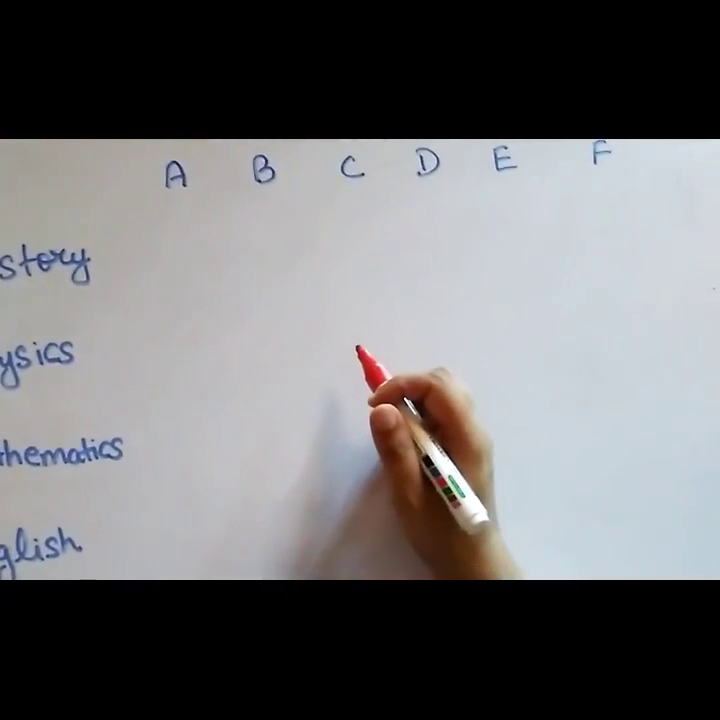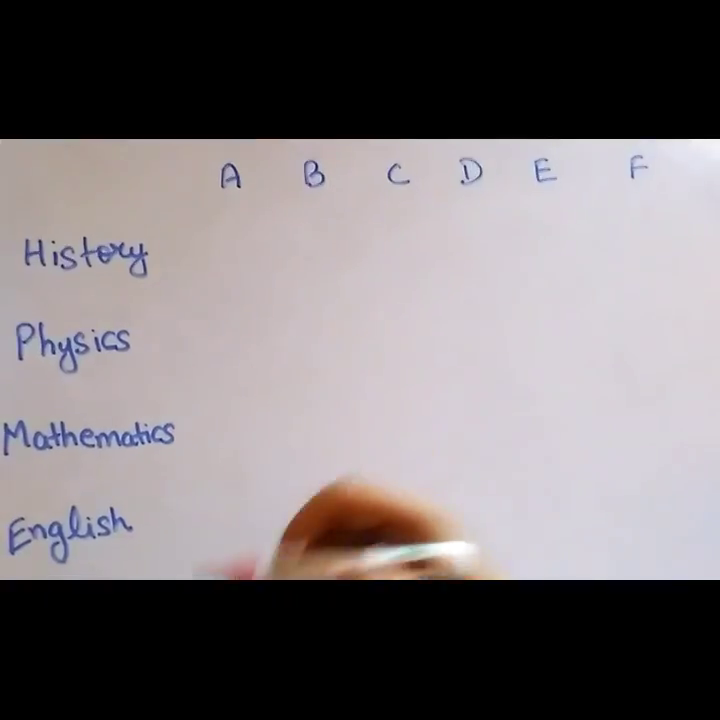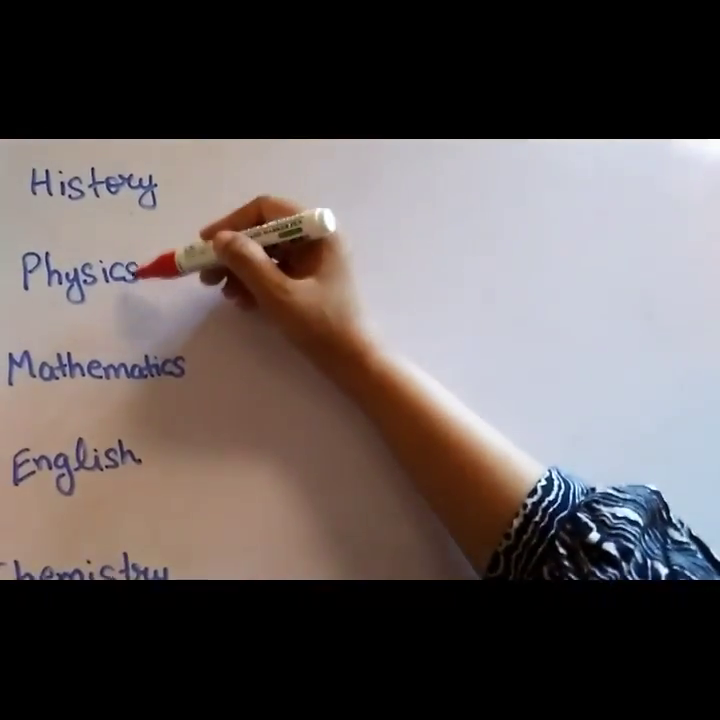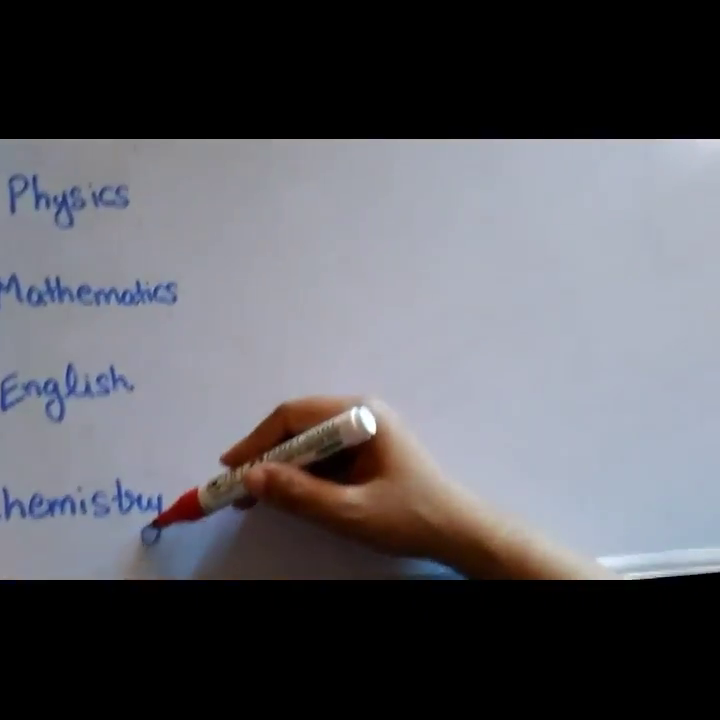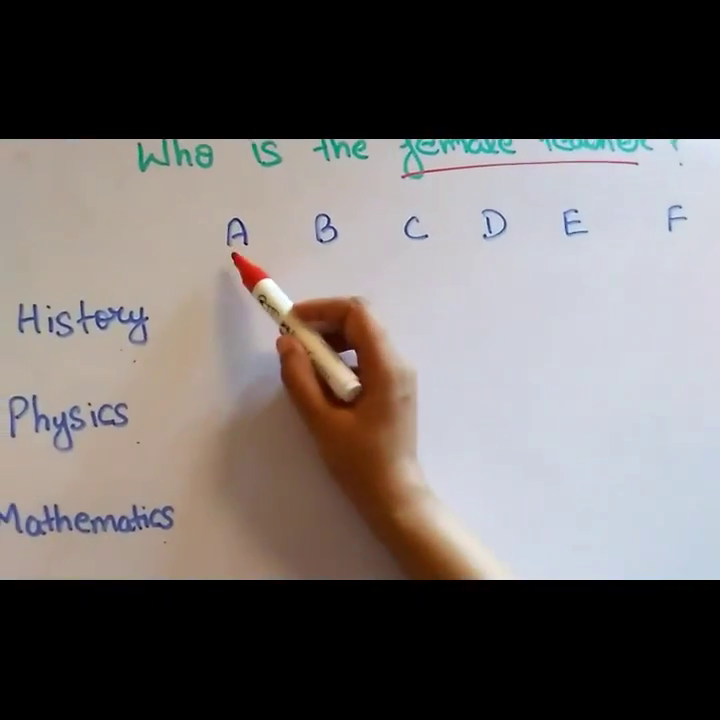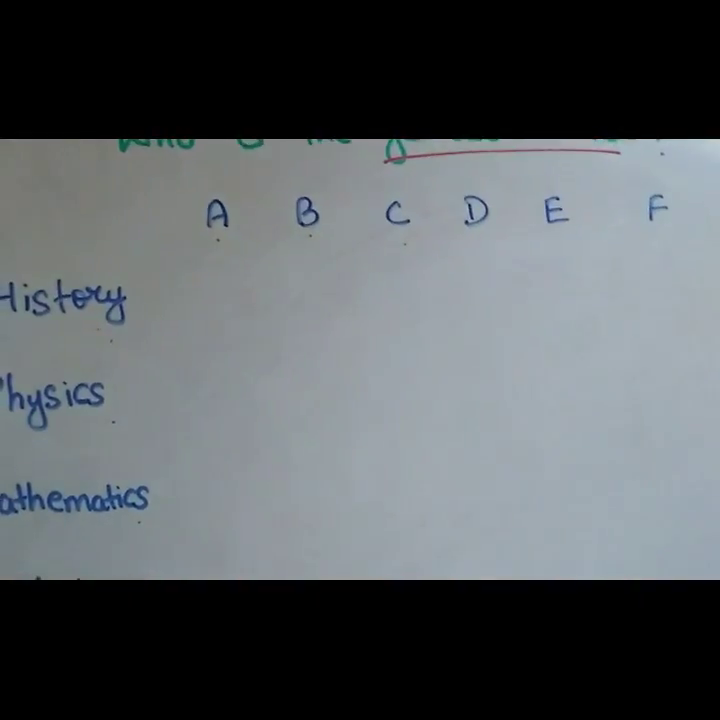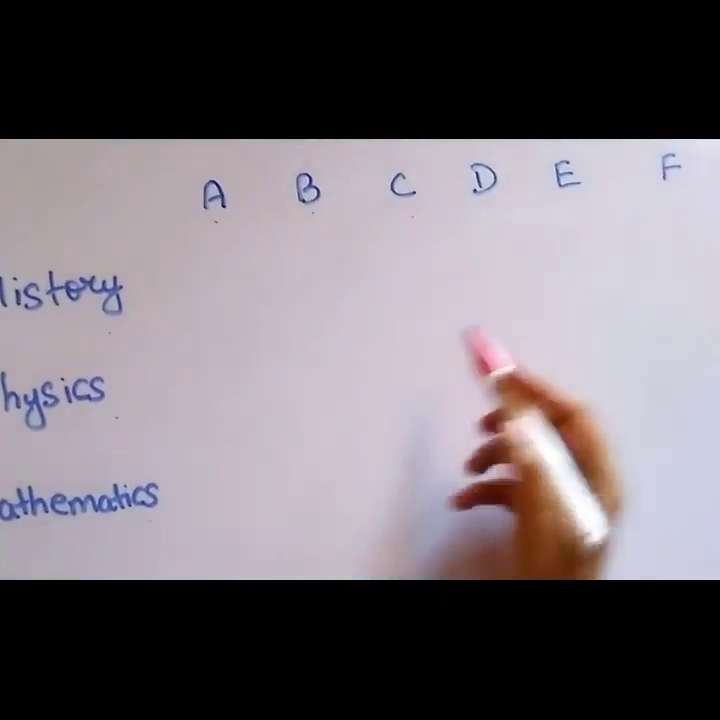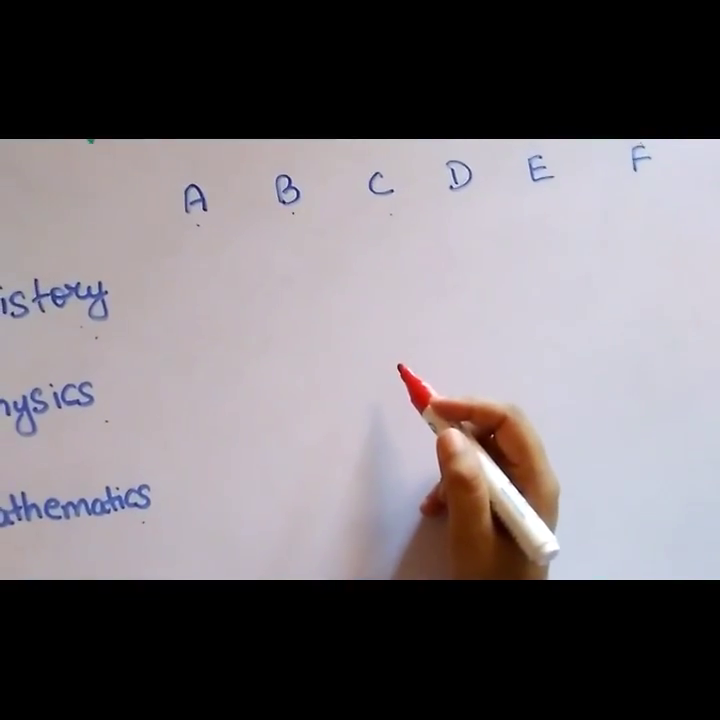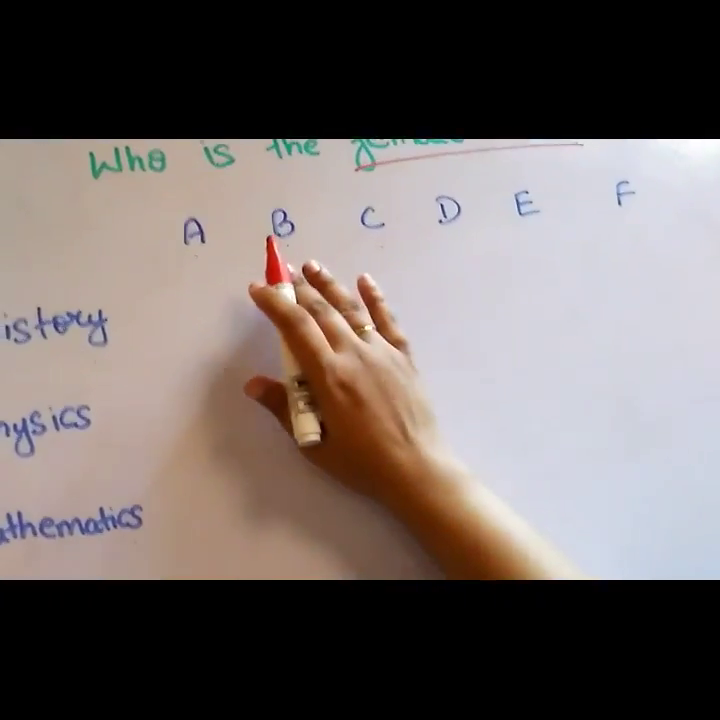Okay, to solve such questions, we will make a tabular form. All the subjects are history, physics, mathematics, English and chemistry. And we have 6 teachers, A, B, C, D, E and F. Now let's go according to the statements. The first statement is each of the teachers had 2 subjects, one compulsory and one optional.